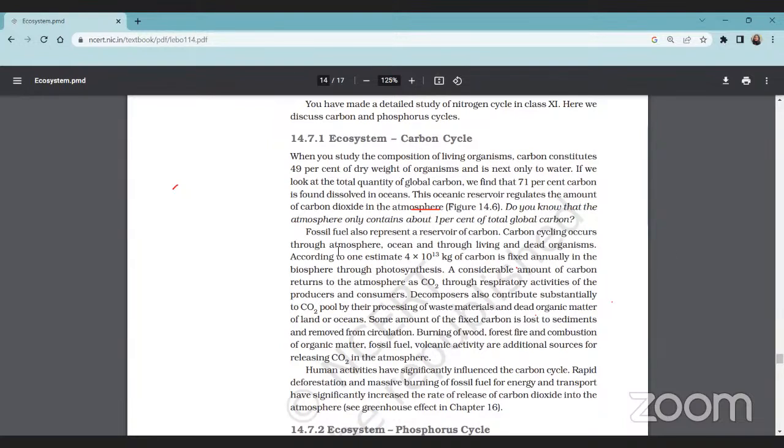Those fuels are utilized by us, and by utilizing them, the carbon enters into the atmosphere. According to one estimate, 4 into 10 to the power of 13 kg of carbon is fixed annually in the biosphere through photosynthesis.